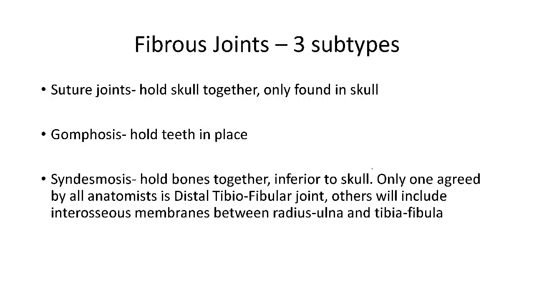Now, anatomists disagree on some things. The only one that all anatomists agree on is what we call the distal tibiofibular joint. It is just superior to the ankle. It's not the ankle itself. But other anatomists will include the interosseous membranes, which means there's a ligament between your radius and your ulna and the tibia and the fibula. So those will also be classified as syndesmosis.